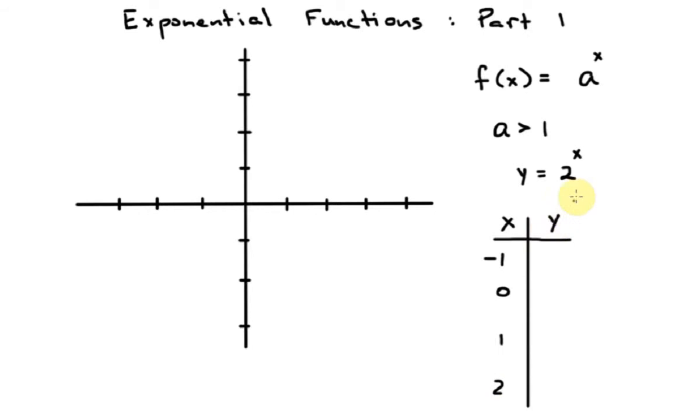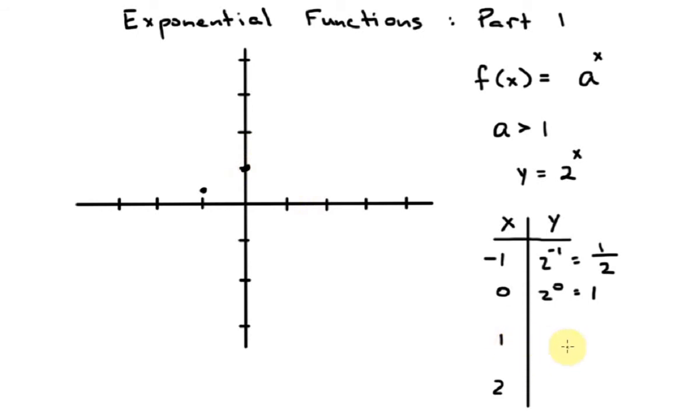So if I plug in negative 1, I'm going to have 2 to the negative 1, which is the same as 1 over 2 to the positive 1, or 1/2. Okay, so we got that point. Let's plot that point. Negative 1 goes up to 1/2. Then when I plug in 0, that's 2 to the 0. Well, that's going to be 1. So I have the point 0, 1.